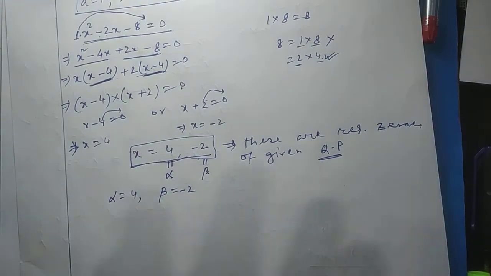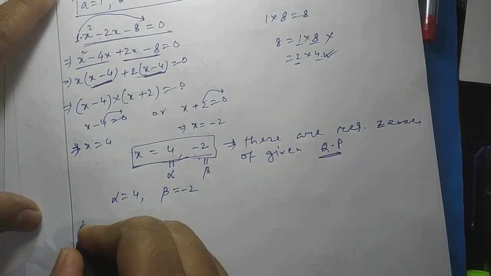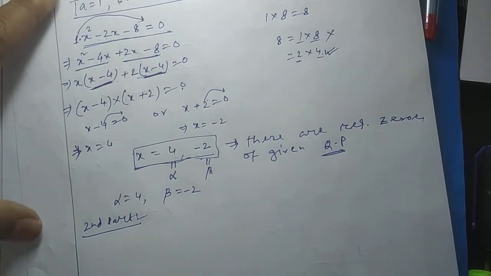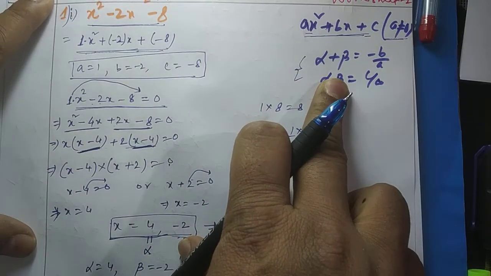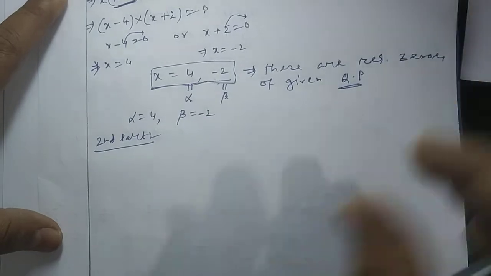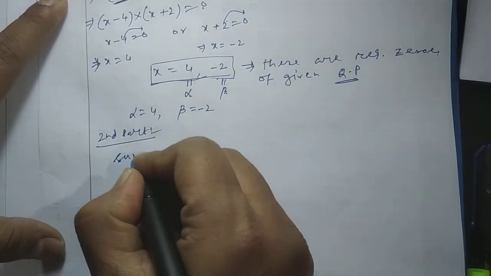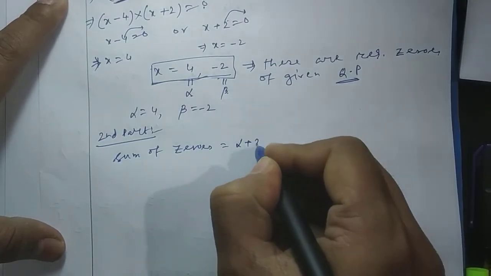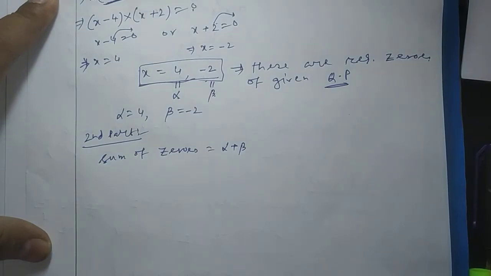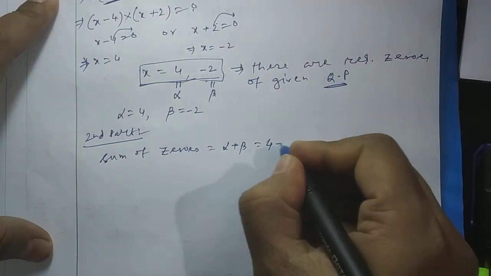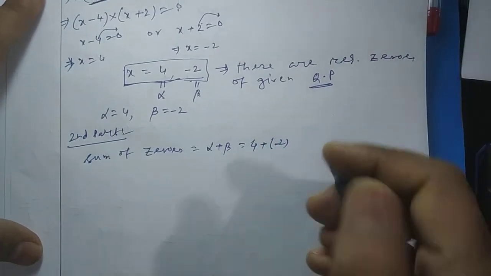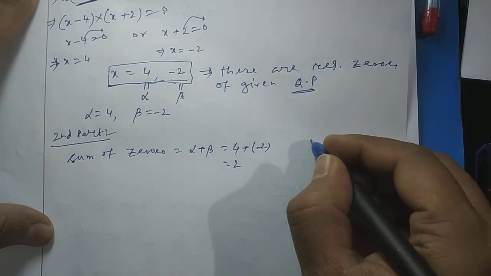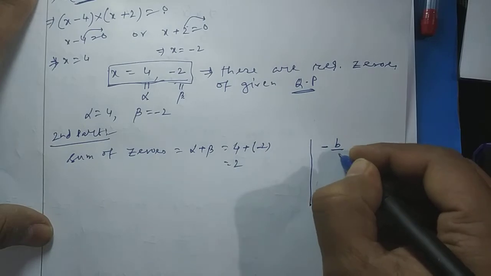So my first step has been done. Now let us come to the second step, second part. Now we need to verify the given relations. Understood or not? Now let us verify. First find the sum of zeros, means find first alpha plus beta. Correct? Here alpha is 4 and beta is minus 2. It becomes 4 minus 2, 2. At the same time, on the right hand side, keep ready the value minus b by a.